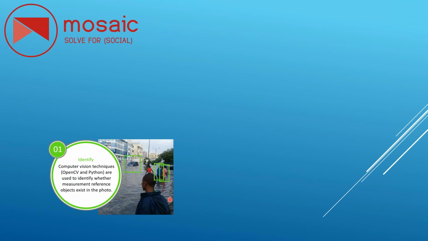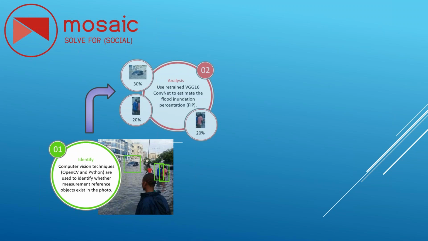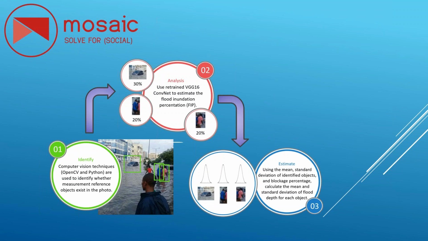First we use OpenCV, among other libraries, to identify the objects of interest, whether it's people or cars. And then next we use a trained neural network to estimate the flood inundation percentage. We do this by using the mean and standard deviation of identified objects, estimating the blockage percentage, and then calculating the mean and standard deviation of flood depth for each of the identified objects.